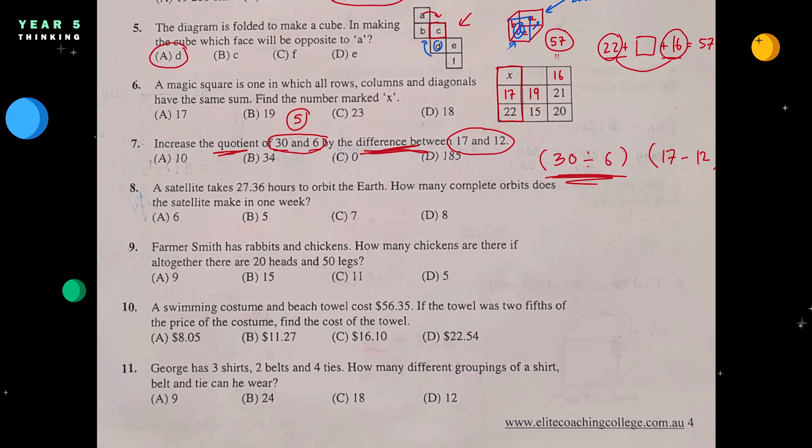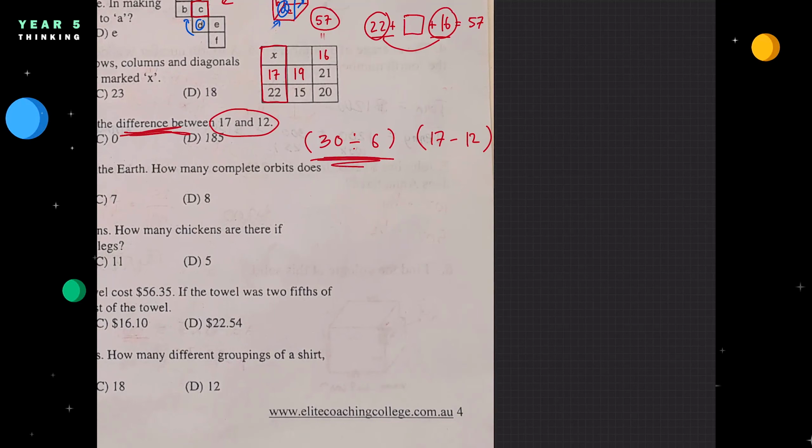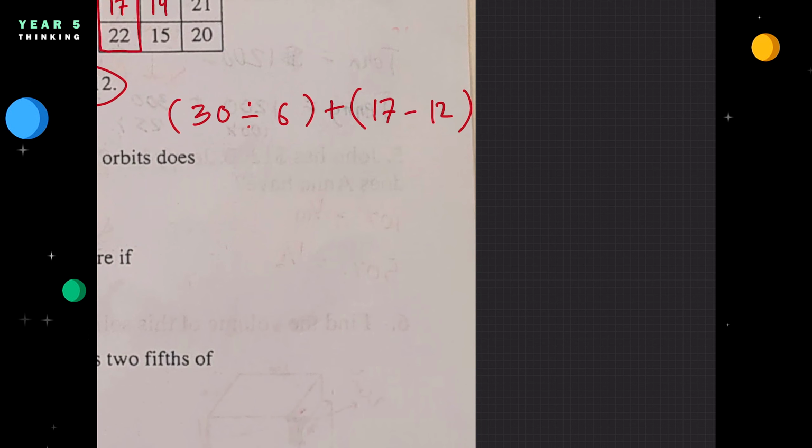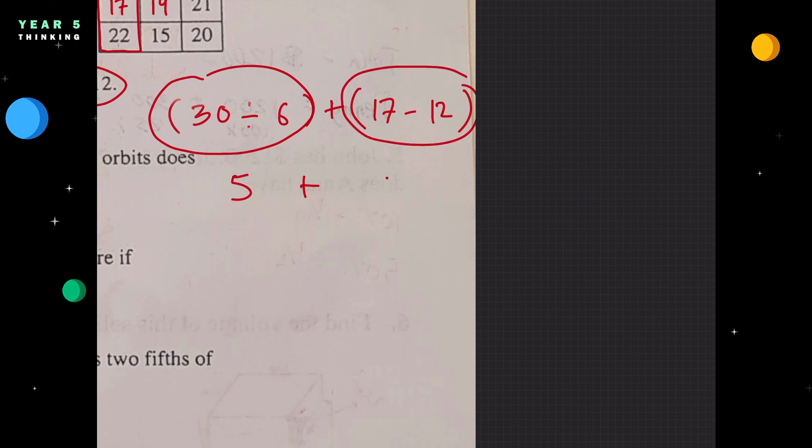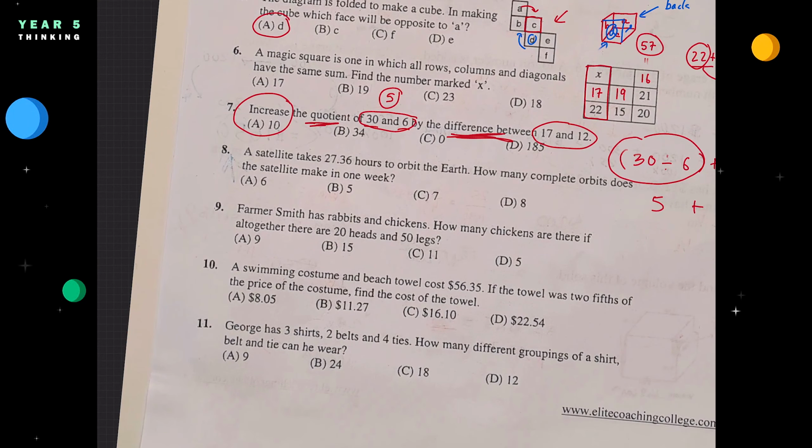And then it says increase is the first thing. They want you to take that and increase it by that. It means that we have to add them. Alright, so we have that expression there. Now we can work it out. We're going to use BODMAS. BODMAS says you got to do brackets first. In the brackets you got division, so this one will turn into 5. And this one will turn into 5. So now you got 5 plus 5, and obviously the answer is 10. So your answer is A.